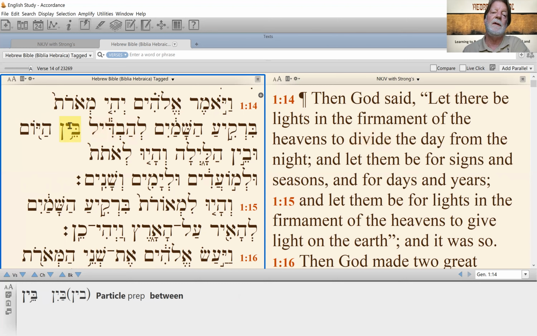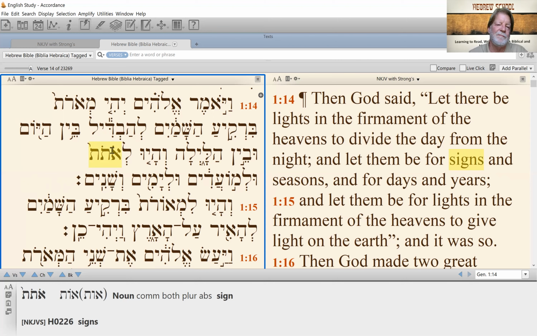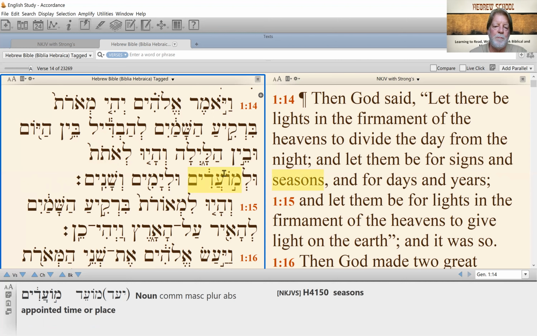Lechavdil, to divide, bain, between, hayom, the day, ubain, and between, halayla, the night. Vayehi, and let them be, laot, for signs. Oat is like a sign or a significant marked out thing. Ula moadim, these are appointed times, significant days, holidays or holy days.